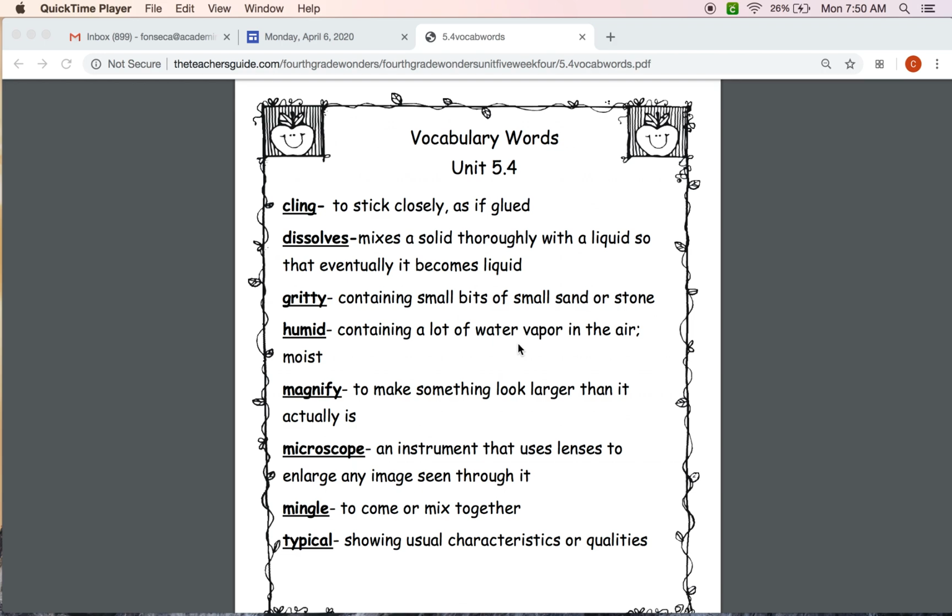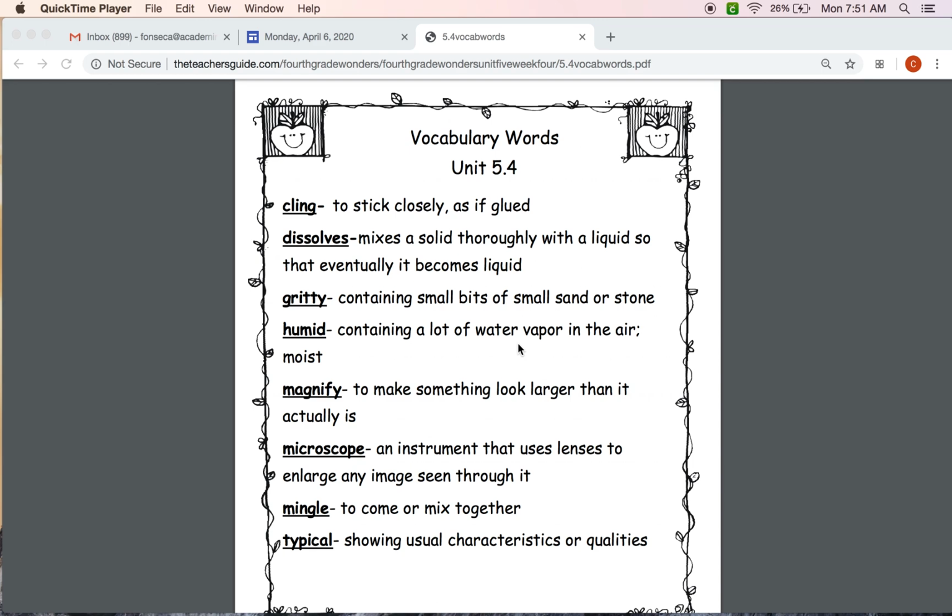Okay, so today you're going to be doing cling and dissolves. Tuesday you're going to be doing gritty and humid. Wednesday you're going to be doing magnify and microscope, and then Thursday you're going to be doing mingle and typical. But today I'm going to go over all of them so that you guys know what they mean and get some examples. You also have this on Connect Ed, which I'm going to be assigning next week so that you have a way to review your words. And I am going to be posting these videos throughout this week so that you have them.